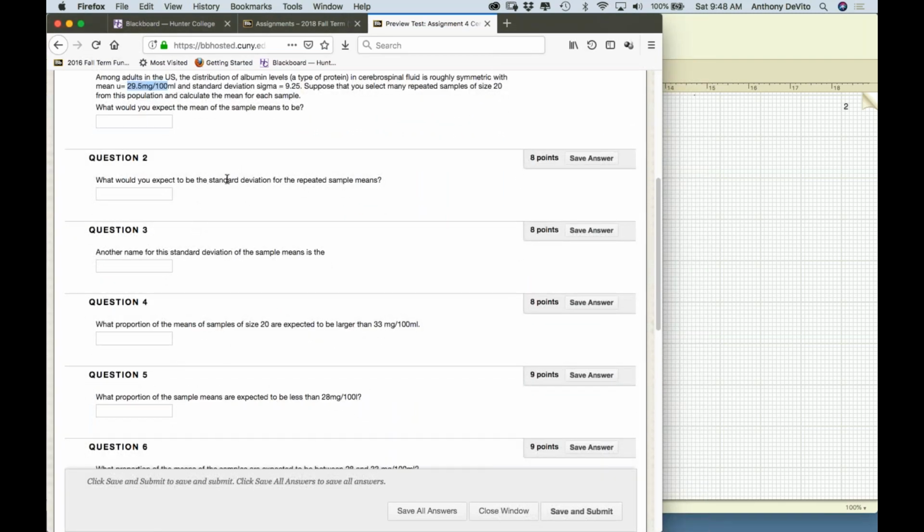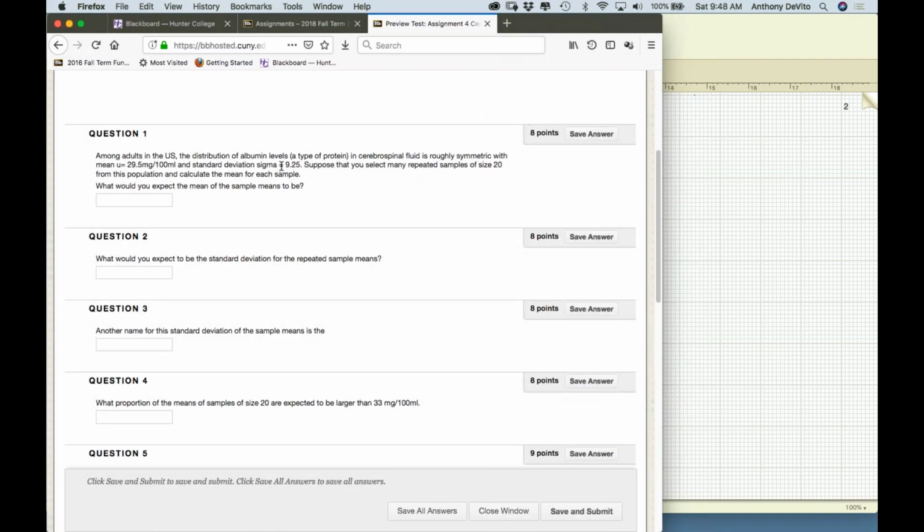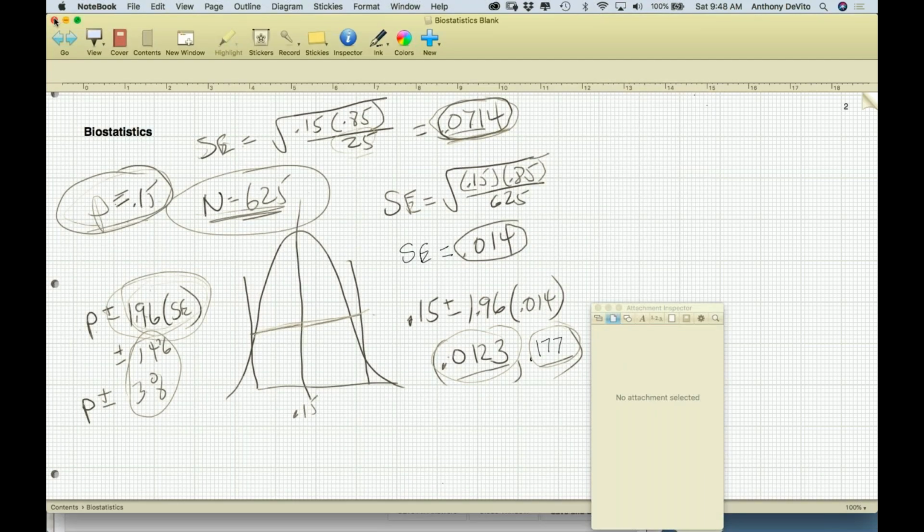What would you expect to be the standard deviation for the repeated sample means? In other words, what's the variability of these repeated sample means of size 20? Now, keep in mind, we know sigma is 9.25, so we can justify doing this even with such a small sample. So we know that if we take repeated sample means, let me get a fresh sheet of paper here.